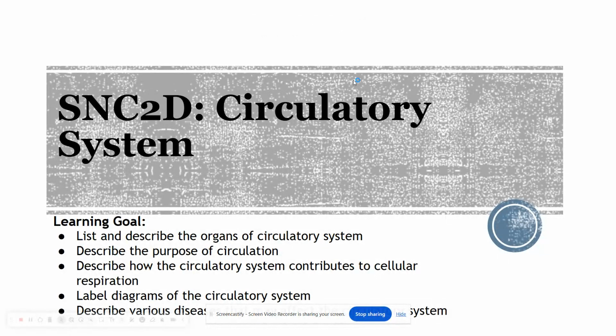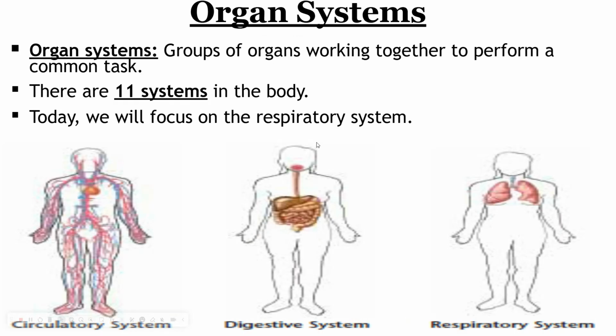In this video, we're going to learn about the circulatory system. As we know, there are 11 main organ systems in the body. So far, we've studied the digestive and the respiratory system. Today, in this lesson, we're going to focus on the circulatory system.